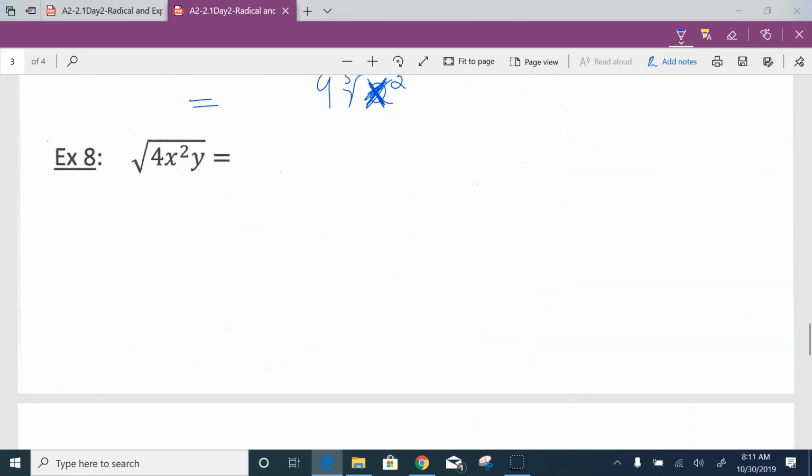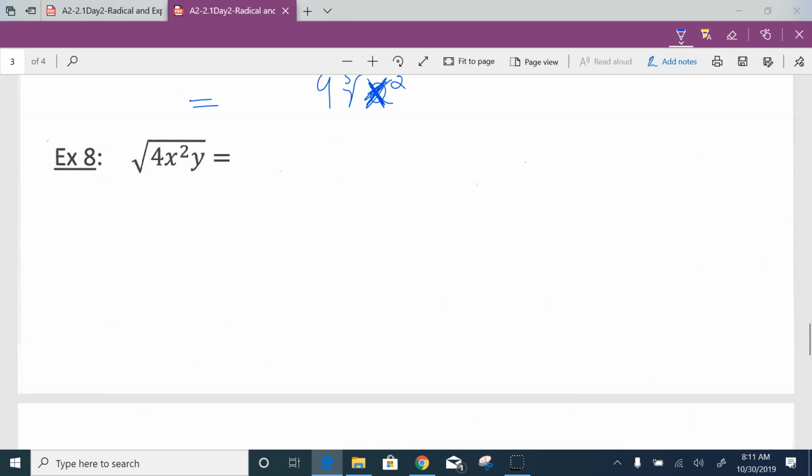Number 8, I have the square root of 4x squared y. So now I have the radical form, and I want to go to exponential form. So we're going the other way now. Before, we wrote everything with the little radical house and simplified when possible. Here, we already have the radical symbol, I shouldn't call it a house. And then we're going to go ahead and write everything back in exponential form.